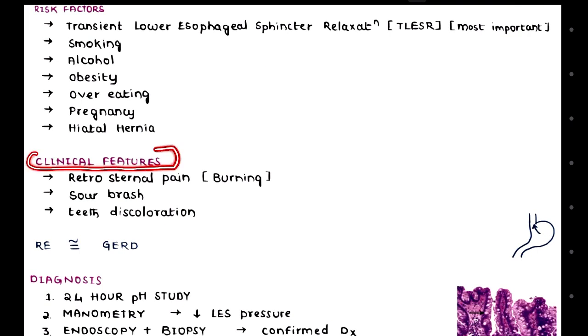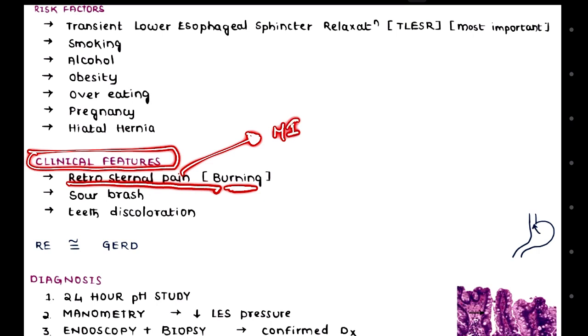Okay, now talking about clinical features, there will be retrosternal pain and a burning sensation. If you recall the fact we discussed earlier, retrosternal pain is also a clinical feature of MI, myocardial infarction. But at the time of myocardial infarction there will be excruciating pain, whereas in the case of GERD, reflux esophagitis, there is just retrosternal pain only. We will find sour breath because of HCl being refluxed out. We will find teeth discoloration because of the acidic content.